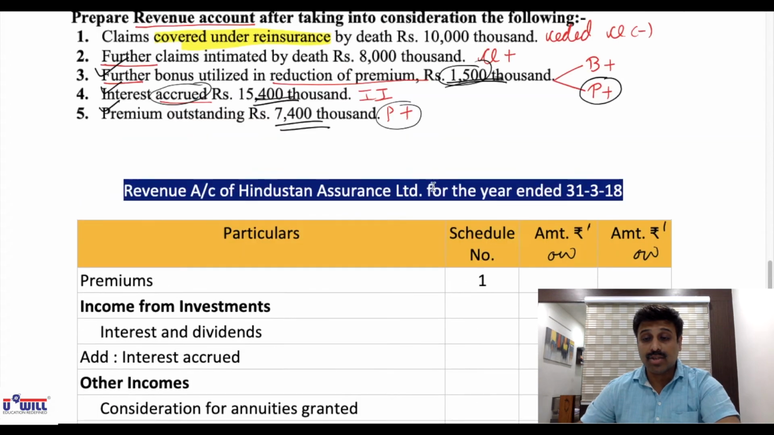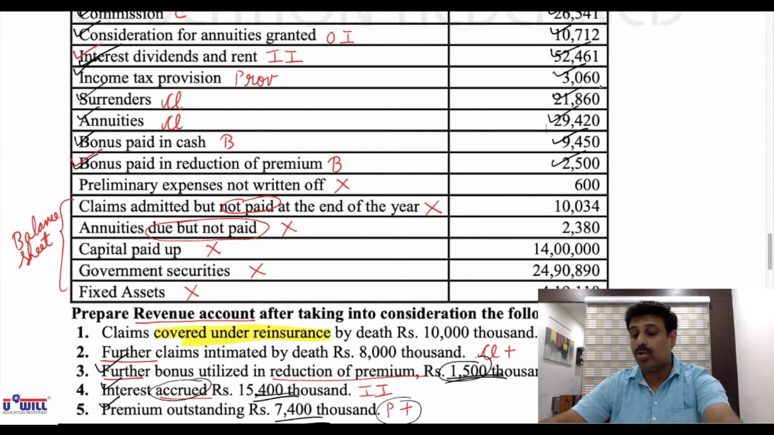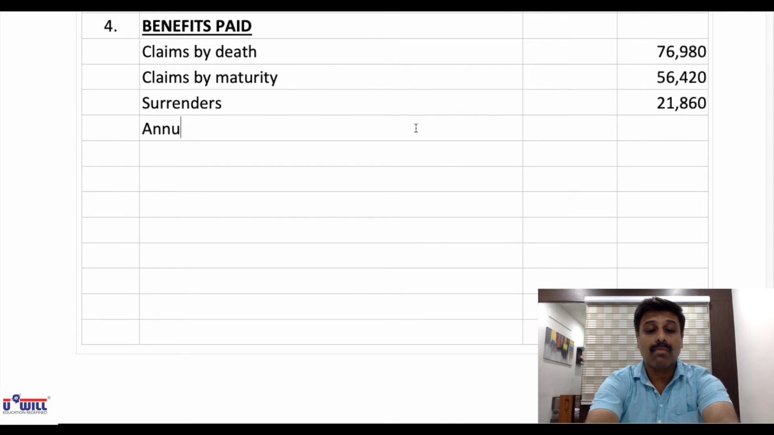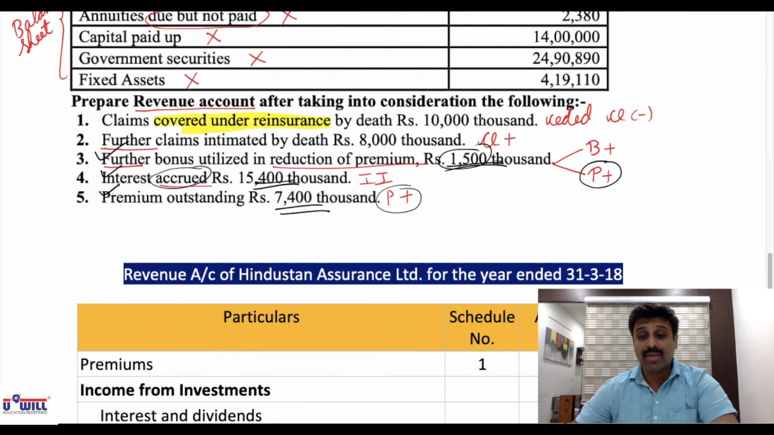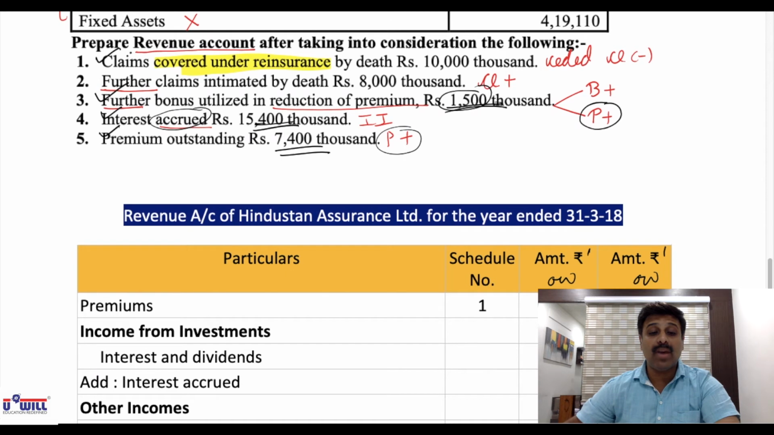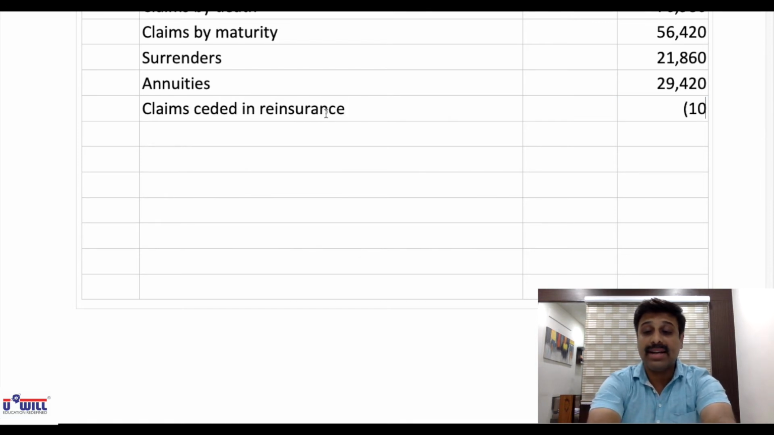Then after surrenders 21860, we have annuities 29420. So all of it is annuities 29420. Then after annuities, in adjustment 1 we have claims ceded of 10,000. That we will minus. So all of you write down claims ceded in reinsurance, 10,000 will minus, so write it in bracket.